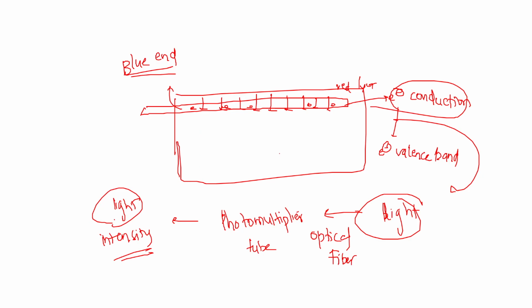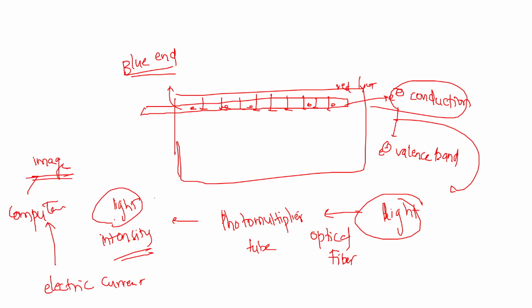The photomultiplier tube produces an electric current, and this electric current or voltage is applied to a computer, and the computer gives the actual image.